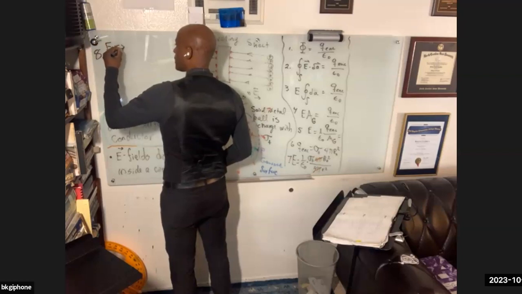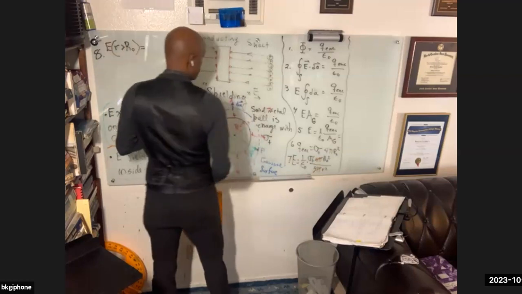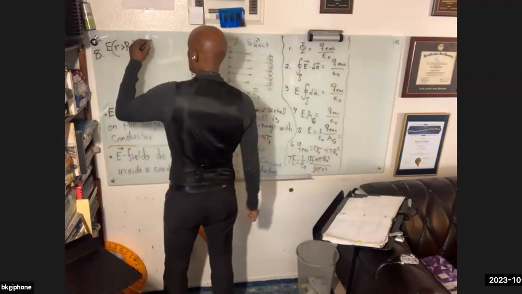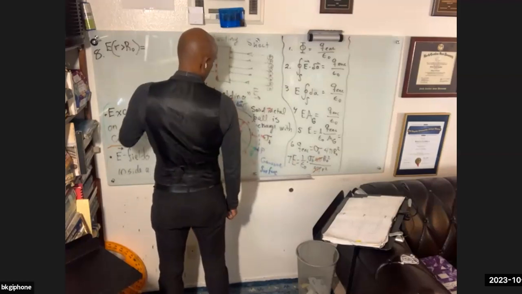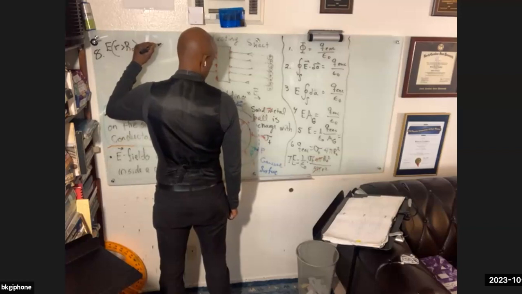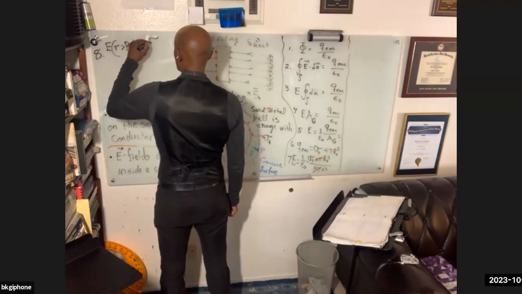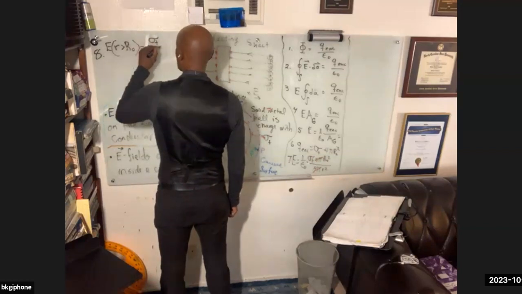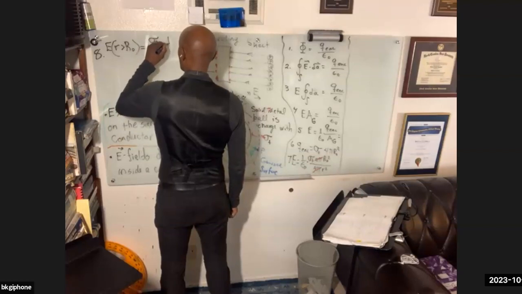For R greater than R naught, you get sigma plus over epsilon naught times 1 over R squared.